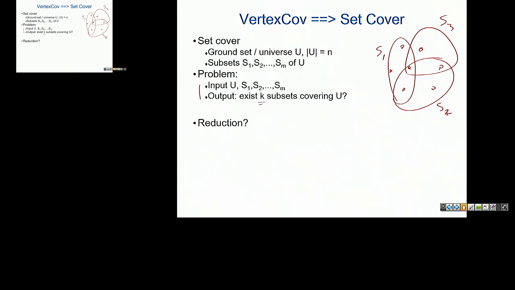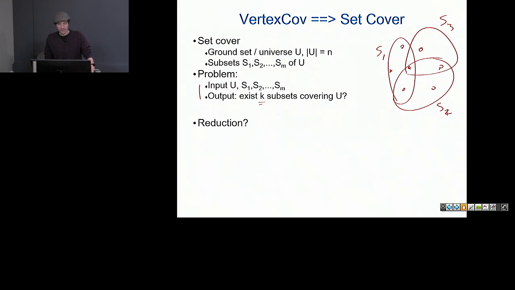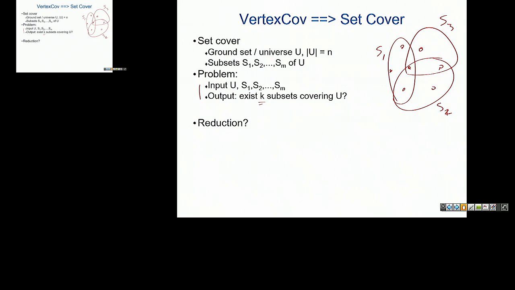So I kind of hinted what the reduction should be in 2 places. So how do we reduce vertex cover to set cover? How can we show that if we could solve the more general set cover problem, then we can solve vertex cover? Okay, so this problem here.